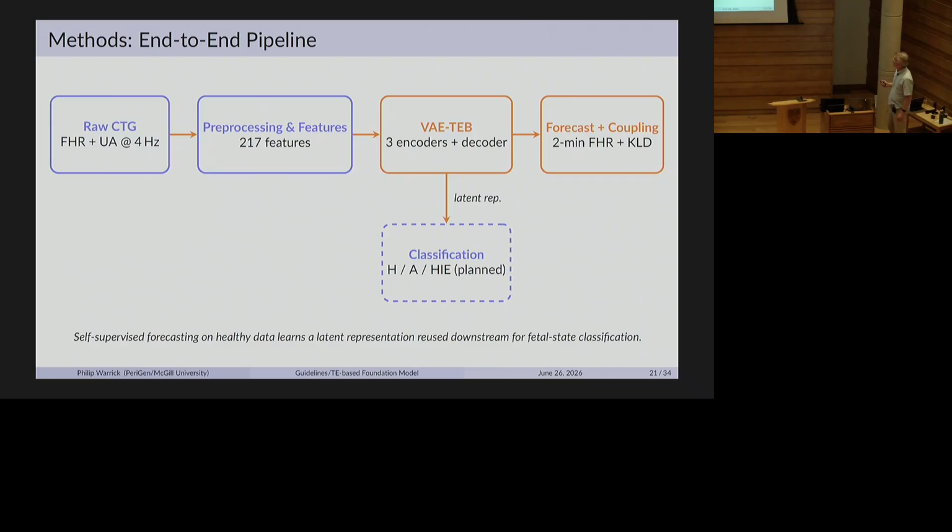So we use a modified variational autoencoder with this. It's a special kind. It's a transfer entropy bottleneck. The idea is to have a compression of the information that includes the coupling between the UA and the FHR in that representation, which we hope to use for classification.